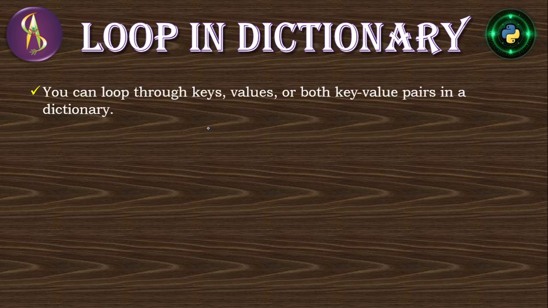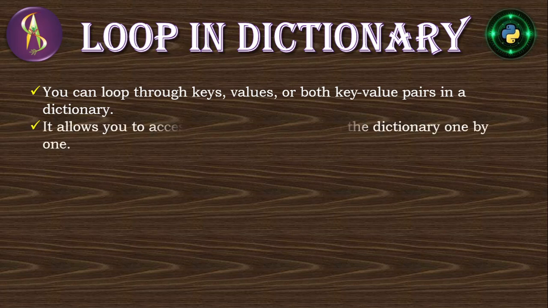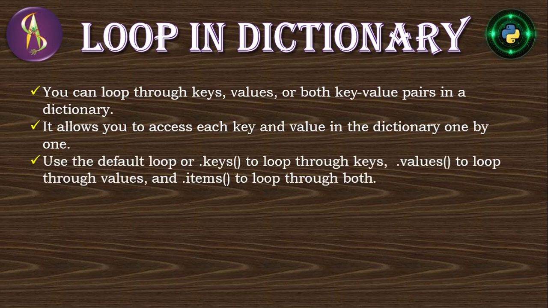Our first point is you can loop through keys, values, or both keys and values pair in a dictionary, right? First of all, let us read all the points once. After that, I will explain it to you in detail. The next point: it allows you to access each key and value in the dictionary one by one, right? Use the default loop or dot keys function. It is a dot keys.